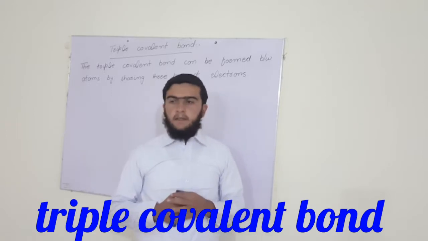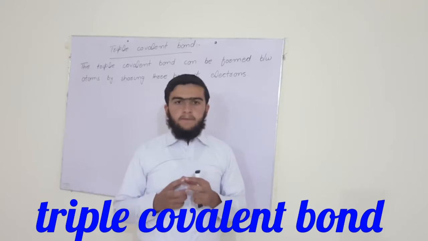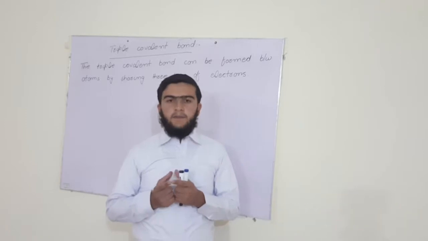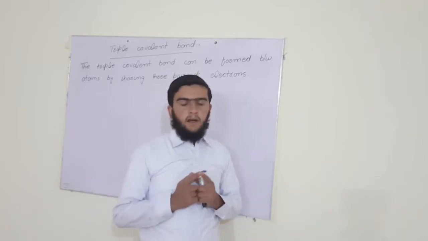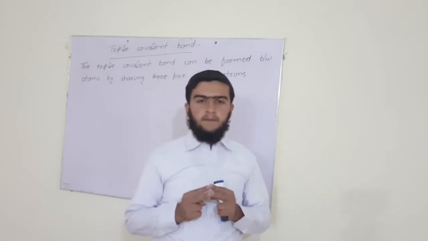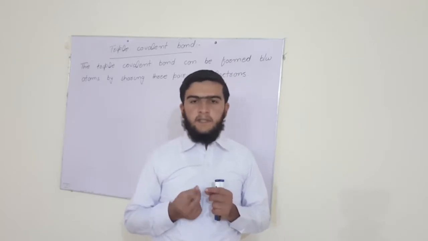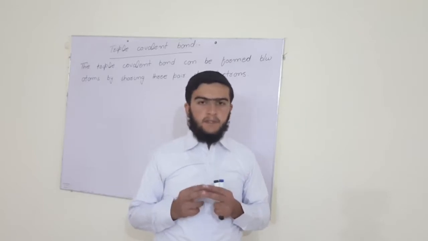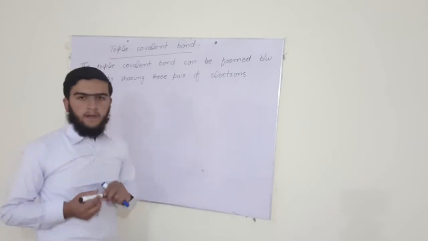It means that when between two atoms, triple covalent bond can be formed like this, where one atom will share three electrons and the second atom will also share three electrons with each other. When both atoms share three electrons, or simply three pairs of electrons, then a triple covalent bond can be formed between these two atoms. And I want to explain with you a triple covalent bond by example.